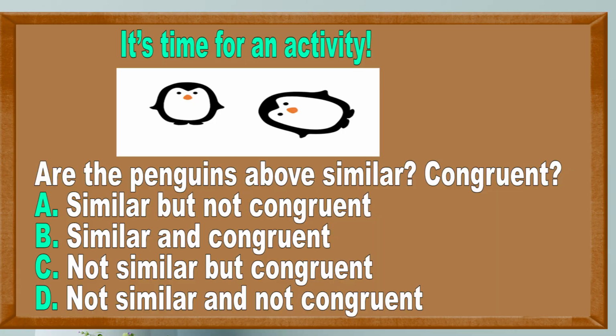It's time for some activities. Our first activity is observation. I would like you to look at the two birds on the screen and you're going to identify if those penguins are similar and congruent. So you're looking for similarity and congruency, and then we'll be back to discuss.